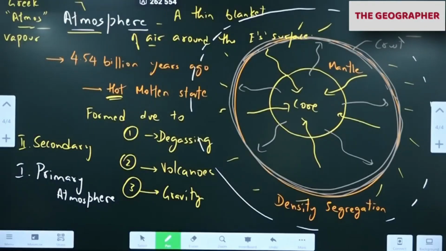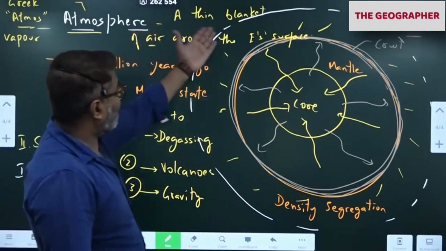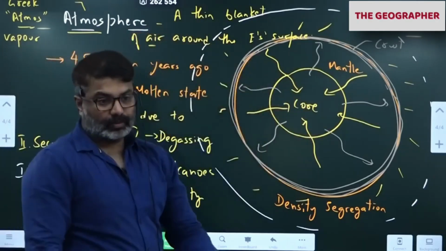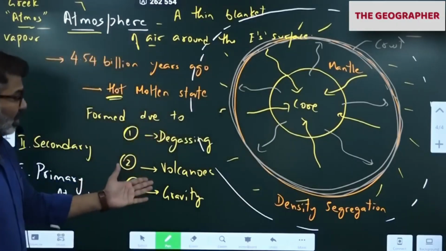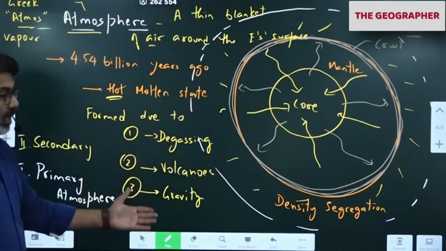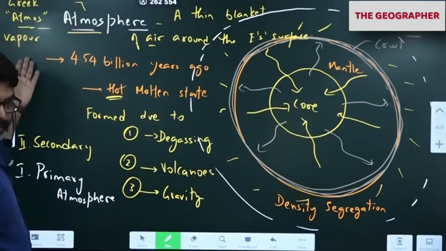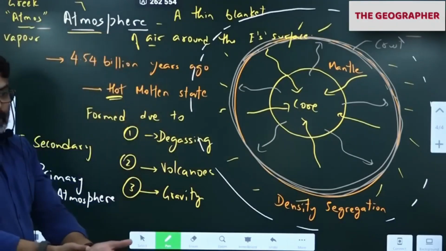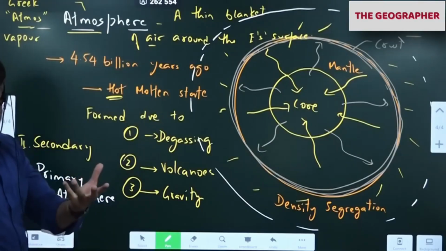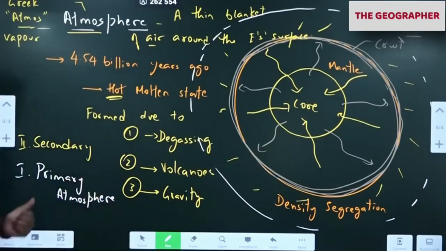So if they ask you what is atmosphere, what will you say? It's a blanket of air, an envelope of air around the earth's surface, formed due to degassing, volcanic activity and gravity. Okay, what does the word mean? Atmos. Sphere is the three-dimensional layer around the earth. The primary atmosphere was lost initially due to the solar wind, and the secondary atmosphere is what we have. Okay, and it is slowly evolving.